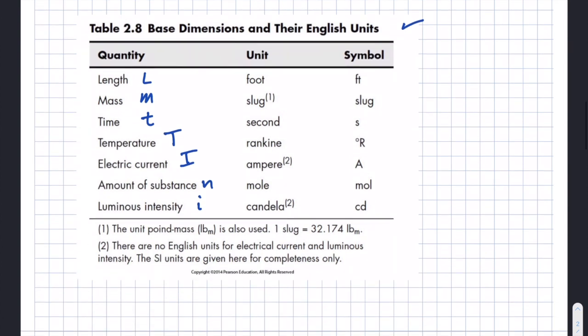Okay, now I do want to point out this idea of a slug. It just sounds gross, all right? So I think most people don't use that. I think it's much more common to use pound mass. And one slug is 32.174 pound mass. That is not a coincidence on how that works out. 32.174, if you've had a little bit of physics, you'll recognize that as the English unit gravitational constant. Okay, so when we get to weight and mass in a different video, we'll talk in more detail about that.